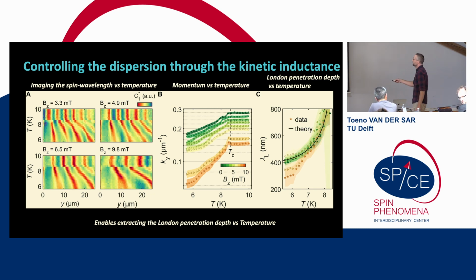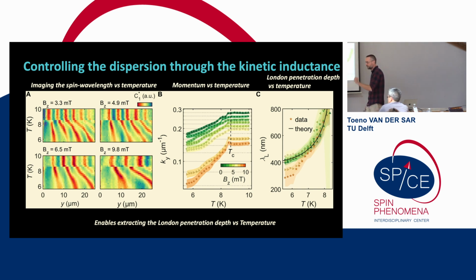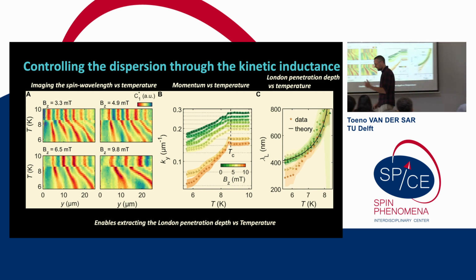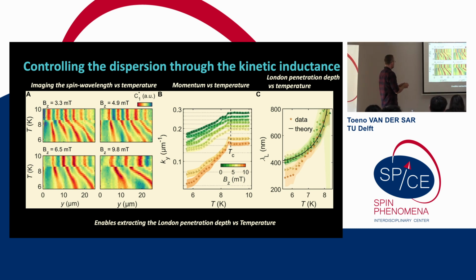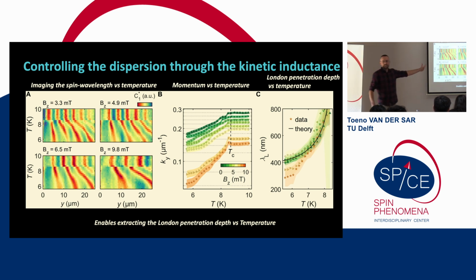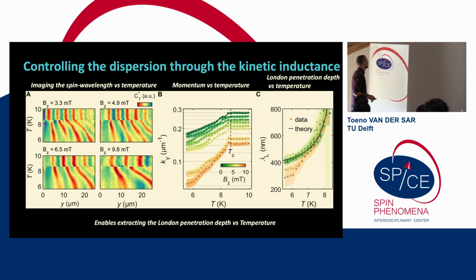So here we see the spin wave length versus temperature as we cool down. For different magnetic fields, you see the spin wave length changes as a function of temperature, and the reason is that it's governed by the kinetic inductance of the superconductor, how strong this back action is. The kinetic inductance, in turn, is governed by the London penetration depth, and that changes as a function of temperature. So here you have a visualization of how the London penetration depth changes as you lower temperature.